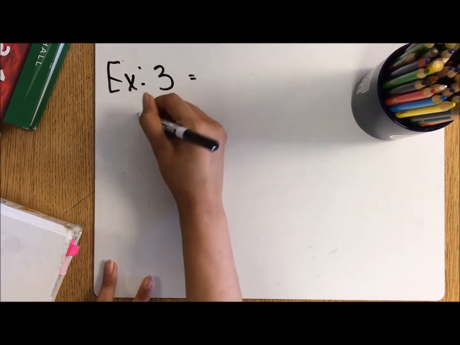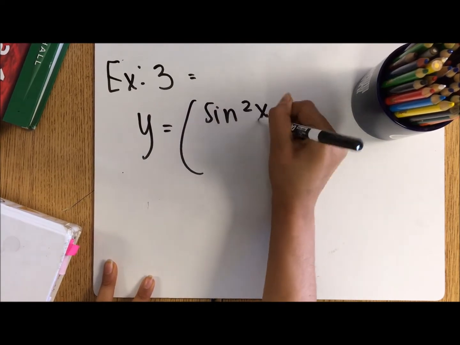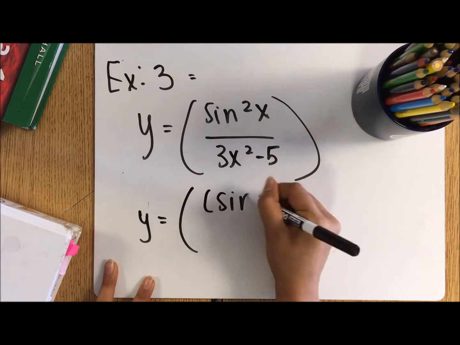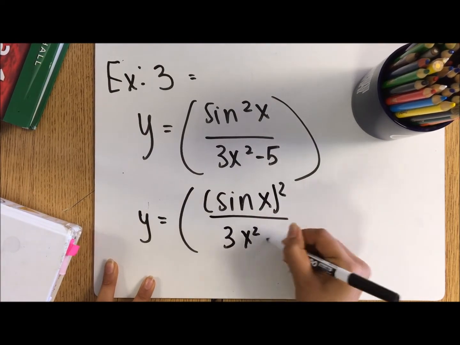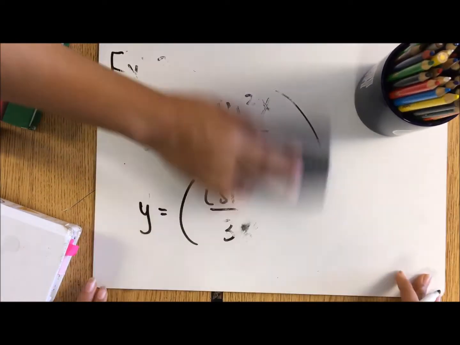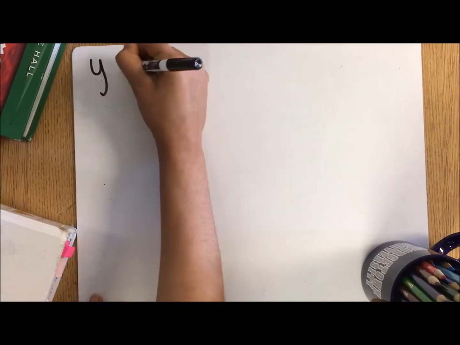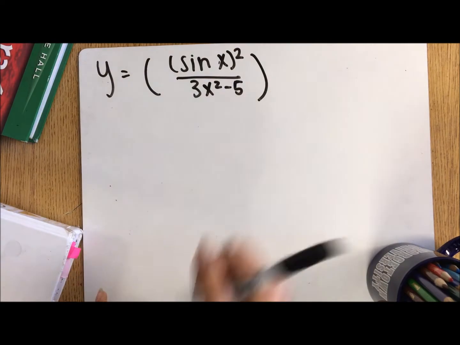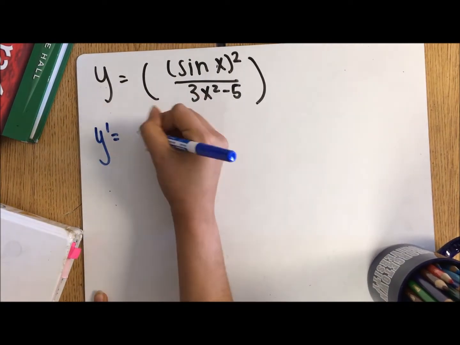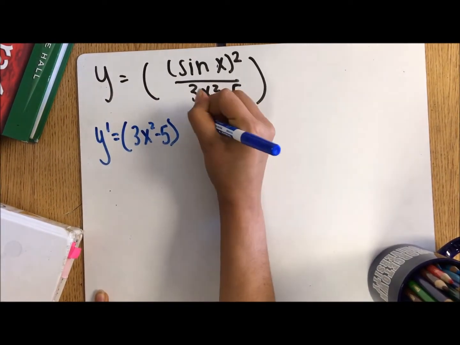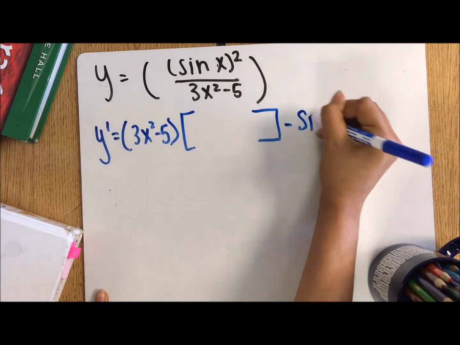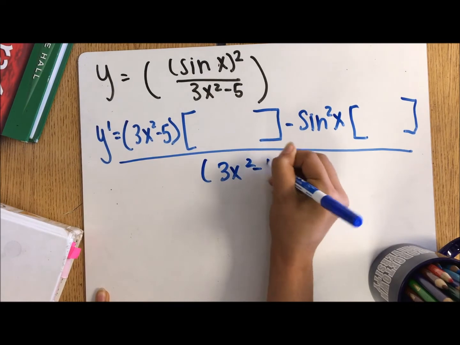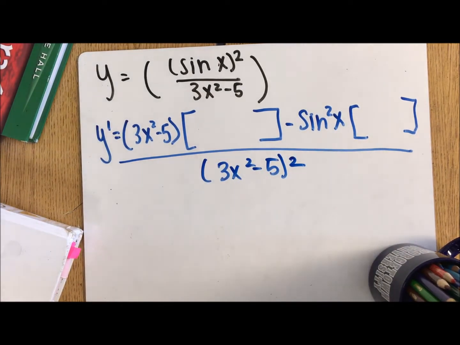Our third example also utilizes both quotient and chain rule. The numerator sine squared x can also be rewritten as sine x squared, all over 3x squared minus 5. We will be applying the quotient rule method, which is low, derivative of high, which we will leave blank for now, then high, derivative of low, which will also leave blank. Then put the entire thing over low squared, which is 3x squared minus 5.